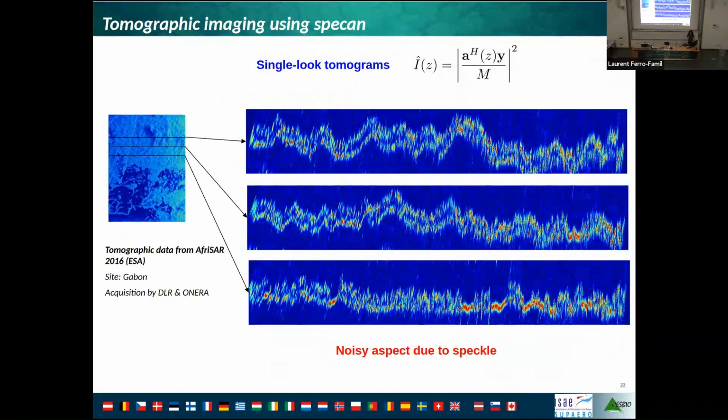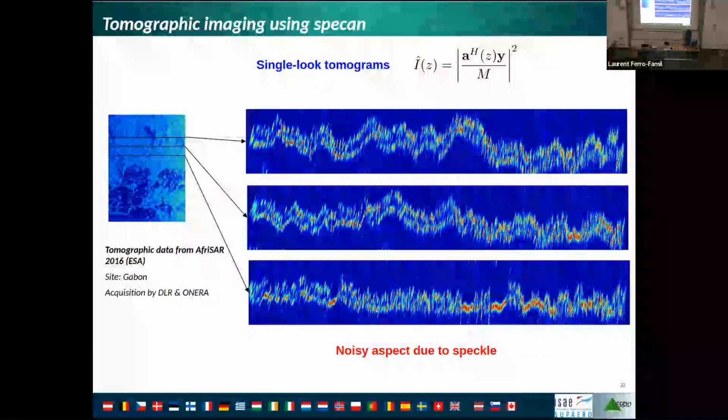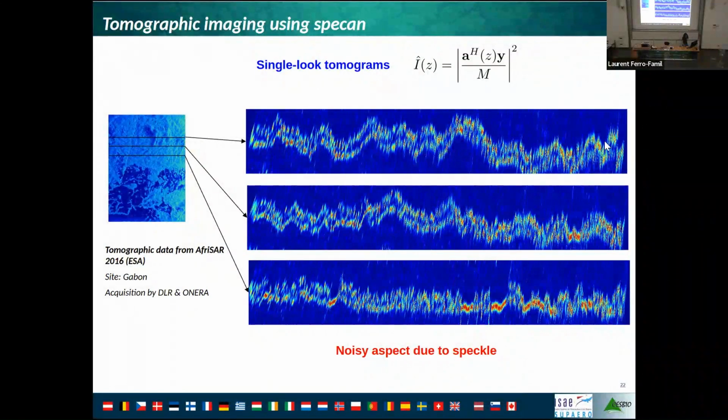So now we are happy, we have a stack. We have a stack measured over Gabon. I think this is La Lopé, not the test site around the one you will study later. And if we apply the formula, we apply the linear filter, which is a Fourier transform, and we take the square modulus of the result, and you get an estimate of the reflectivity in elevation.